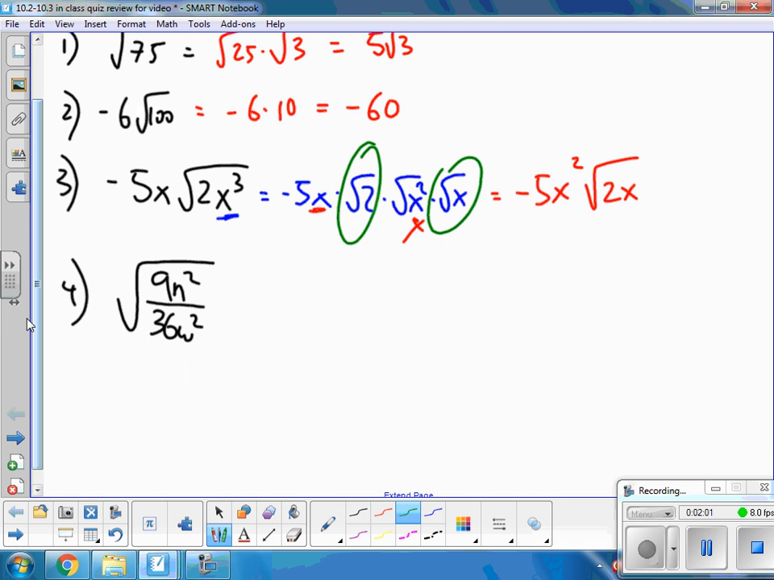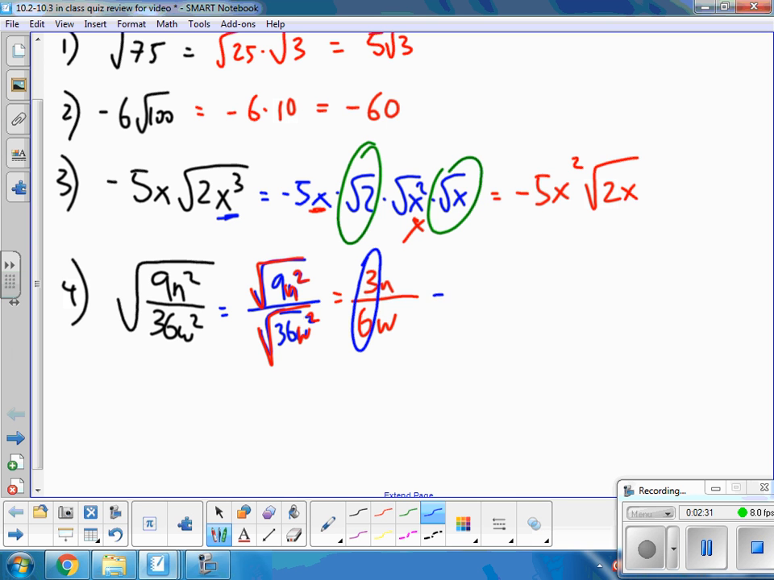Let's see, number 4 here. This is actually equal to the square root of 9n squared over the square root of 36w squared. I know that the square root of 9 is 3, and the square root of n squared is n. The square root of 36 is 6, and the square root of w squared is w. Now I notice that I've got these coefficients, and they simplify out. 3 over 6 is equal to 1 over 2. So I'm going to simplify those to n over 2w. And that is my final answer.